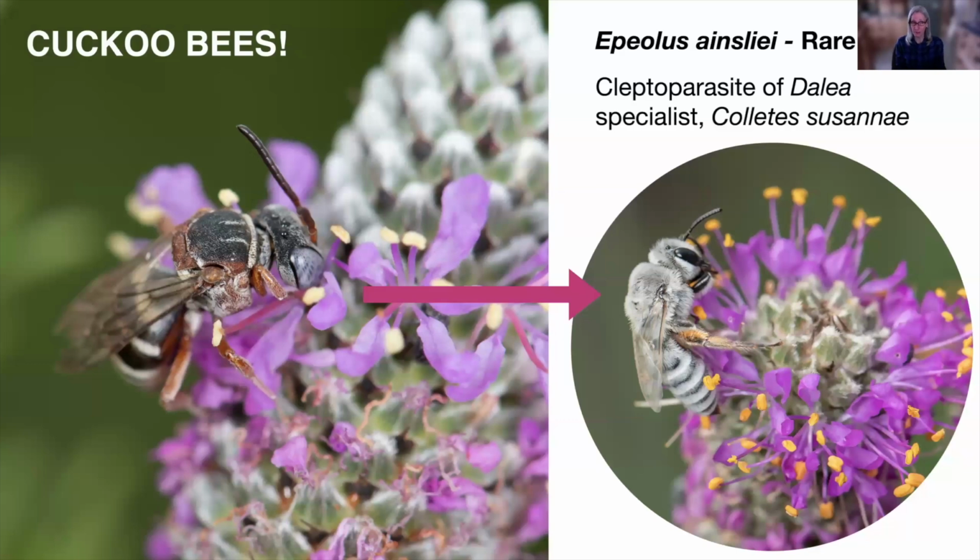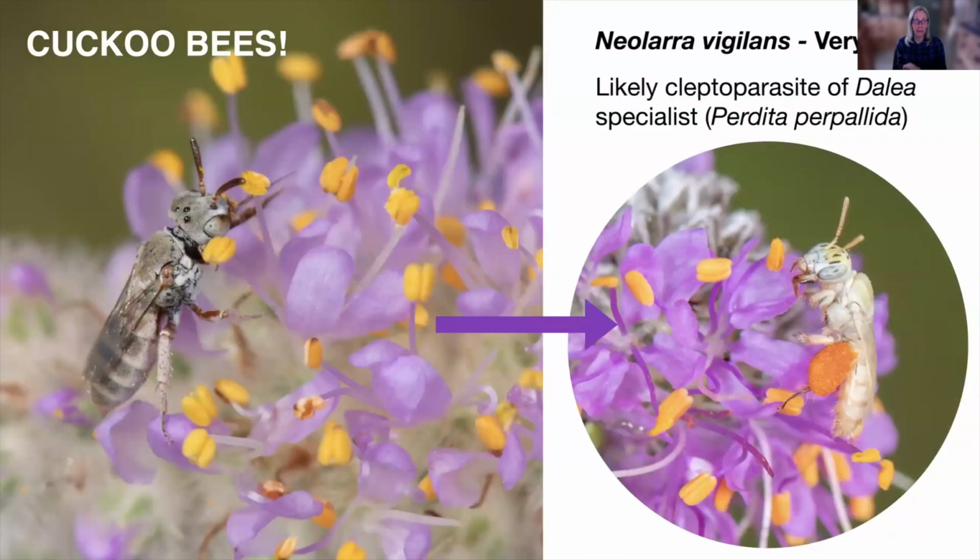So both are fairly common, but we have bees that are fairly uncommon that specialize on specialists. So this is another Epeolus species, and the females lay their eggs in the nest of this Dalea specialist, the Colletes susanae. And so you're only going to find this rare cuckoo bee in the rare habitat where the rare specialist specializes on prairie clover.